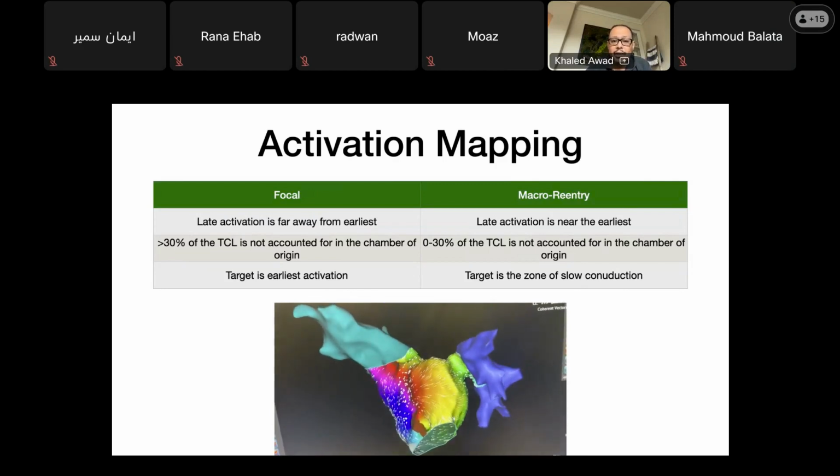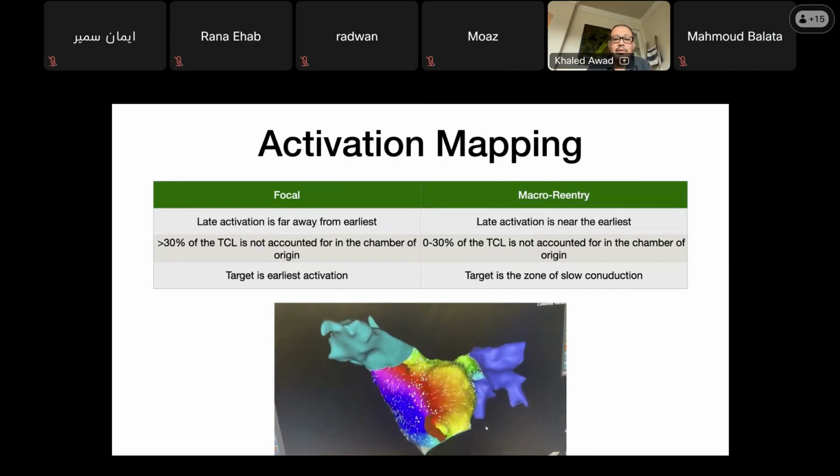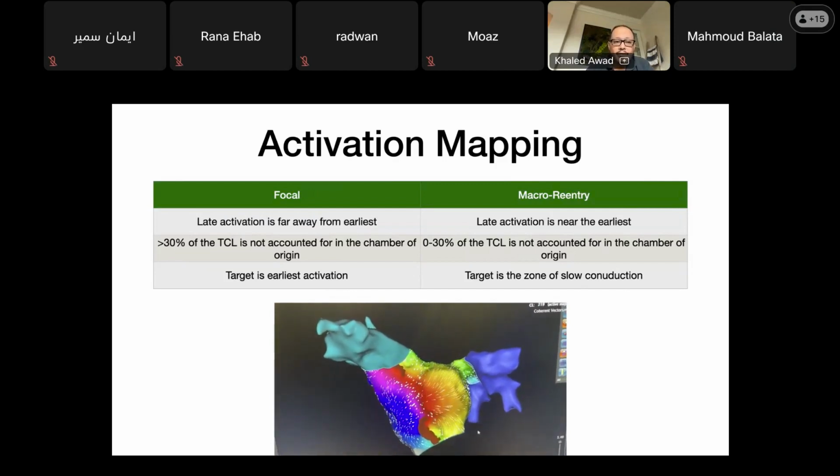And some people say we've got early meeting late, so early and late are in the same part of the atrium. That's helpful. Now, again, if you have a line of block, that might be thrown out of the window. The amount of the tachycardia cycle length you account for in the chamber of the site of origin matters. If you have a focal rhythm, a lot of the tachycardia cycle length is not accounted for because it's not reentry. We don't have parts of the atrial tissue accounting for every millisecond of activation.